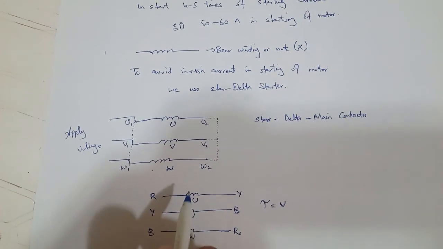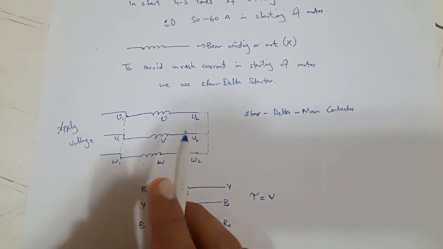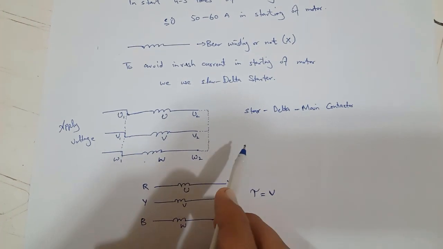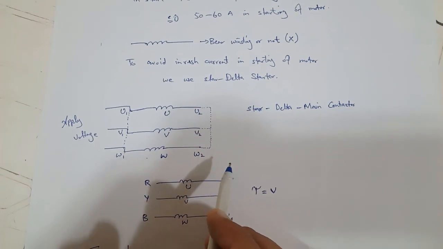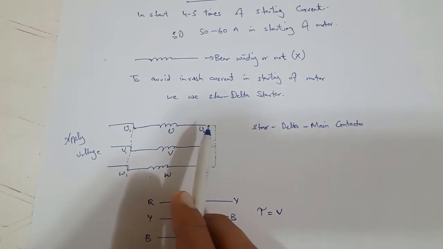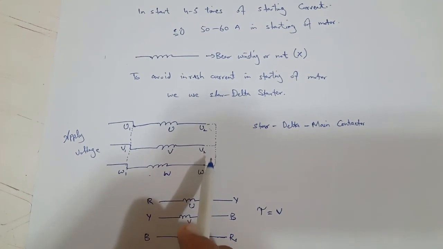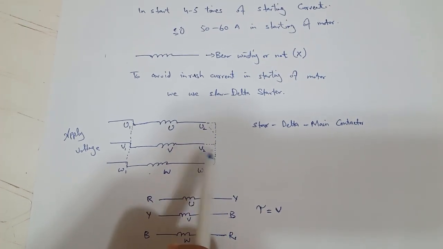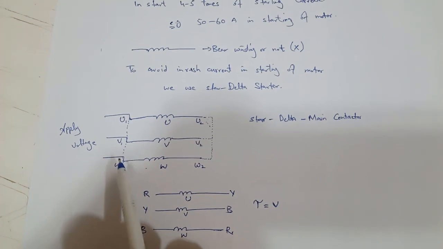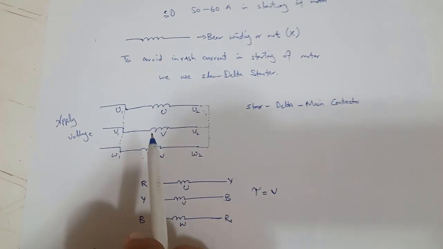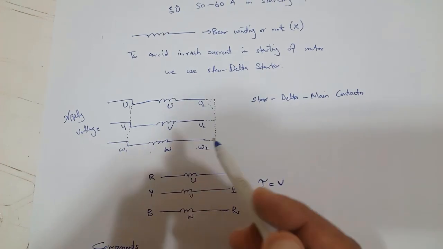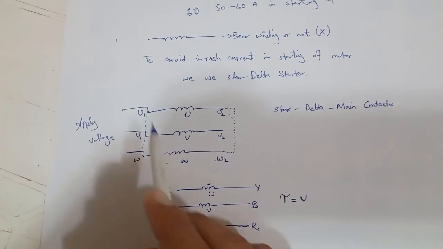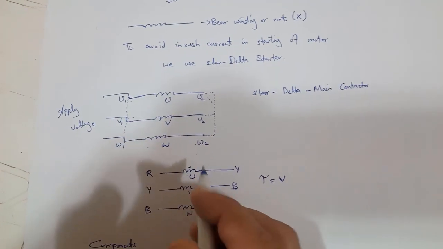For example, we have a 3-phase motor winding. This winding we name U, V and W. This side we name U1, V1, W1, and this side U2, V2 and W2. If we connect this side with each other, or this side with each other, it will become a star connection. From the other side we will apply voltage, and this is a star connection. And if we want a delta connection, it will be an end to end connection, like this, and this will be connected to this, so it will be a delta connection.